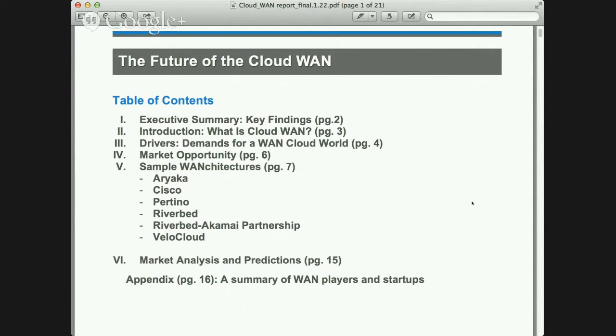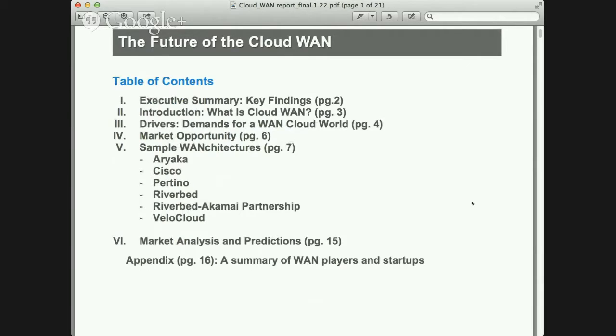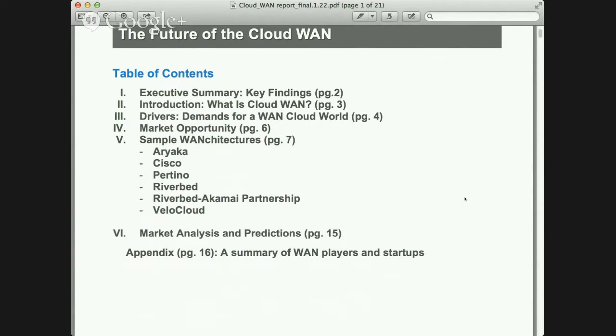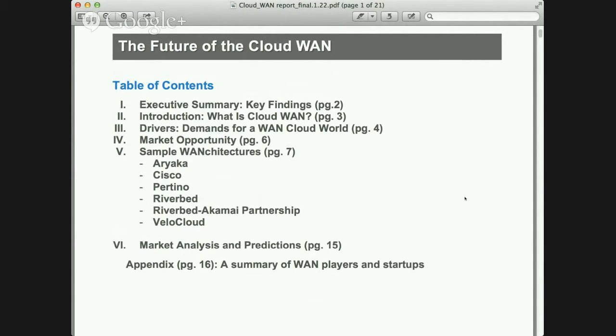So, what did I look at? I looked at defining what is cloud WAN. People have different definitions of it. I looked at what the drivers were. Why would you want to move to this new cloud WAN world? We looked at some calculations for the opportunity. How big is this market? And then we have some sample WAN architectures from some of the larger players. These are players that are moving the market. It's a mixture of incumbents and startups. And then I make some predictions, and in my appendix, which I usually have in every report that I do, a really broad summary of who's in this market and what they're doing.